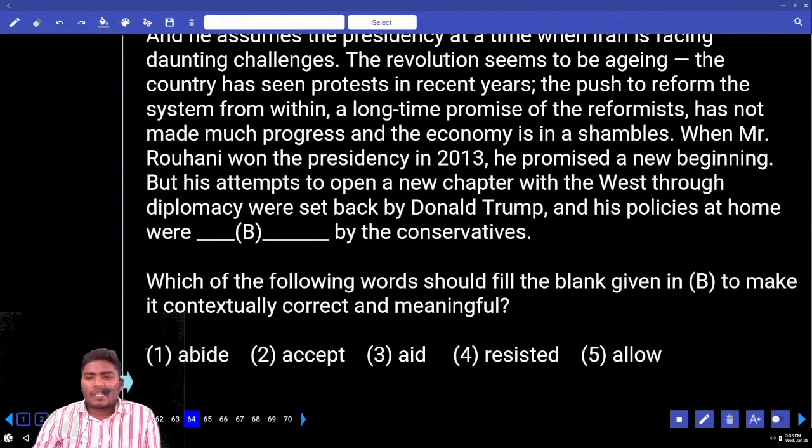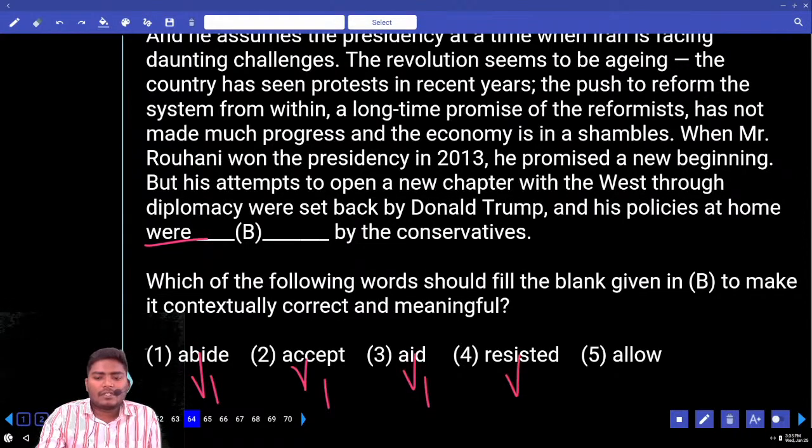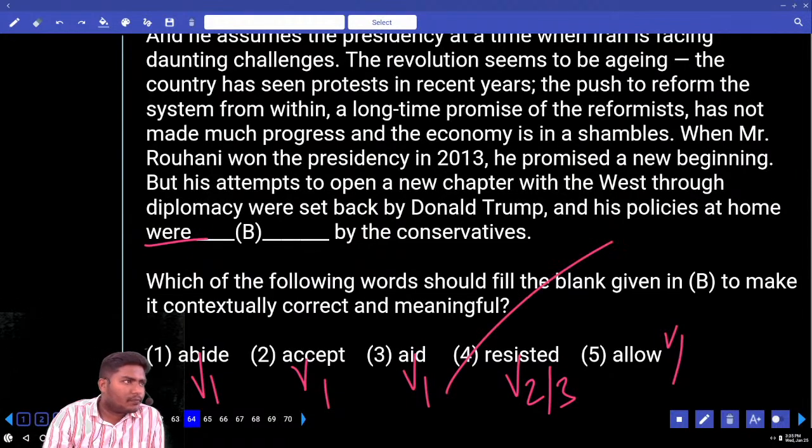Next. What can be used in the blank? Underline were. Write down the rules after were. What are the rules after were? Were is followed by V3, V4, noun, adjective, preposition. Abide is V1, accept V1, aid V1, resisted V2 or V3, allow V1. Tell me your answer. Resisted.